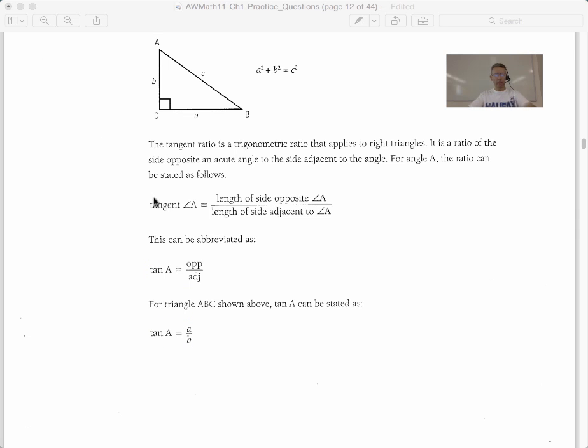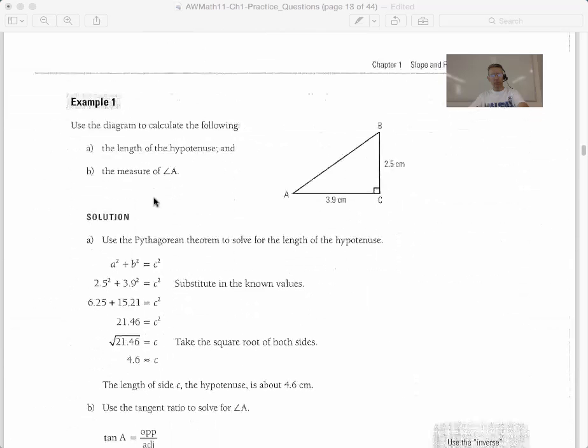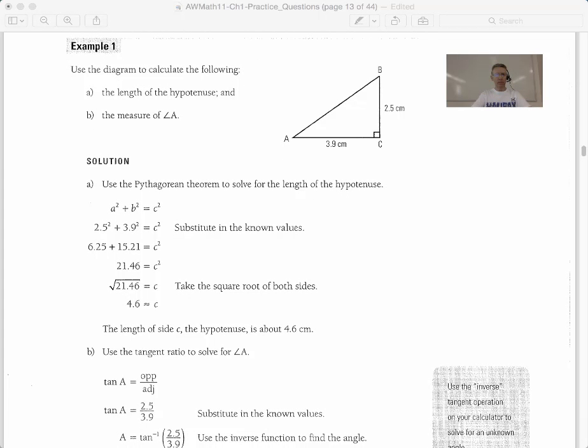Okay, so let's look at example 1. Let's use this diagram. We're going to calculate the length of the hypotenuse, and also the measure of angle A. We want to measure this angle right here. Those are the two formulas we have to solve a right angled triangle: the Pythagoras formula and also SOHCAHTOA. So whenever we have two sides, we can always calculate the third using Pythagoras theorem.